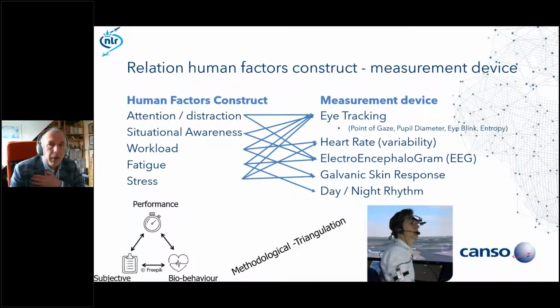In real life, we have done experiments where we used eye tracking as well as heart rate measurements in a traditional tower and in a remote tower, and we compared both situations, and that can give you a really good feel what's going to happen to your controllers if they move from the traditional tower to the remote tower. What you can see is that all of those different measurement devices can indeed be used to make different statements about the different human factors constructs, so they relate.